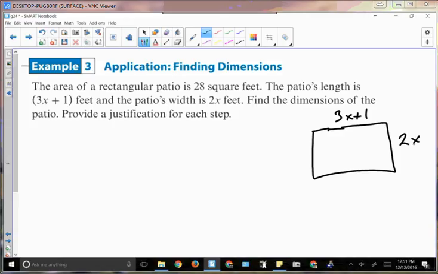So now, my starting point is going to be here. 3x plus 1 gets multiplied by 2x, and that's equal to 28 feet square. How do I know this? Okay, it tells you.